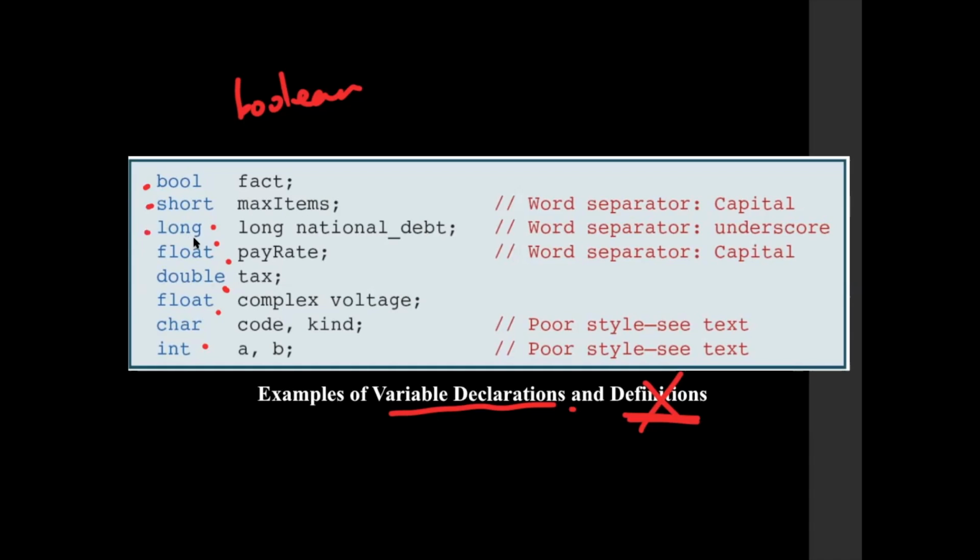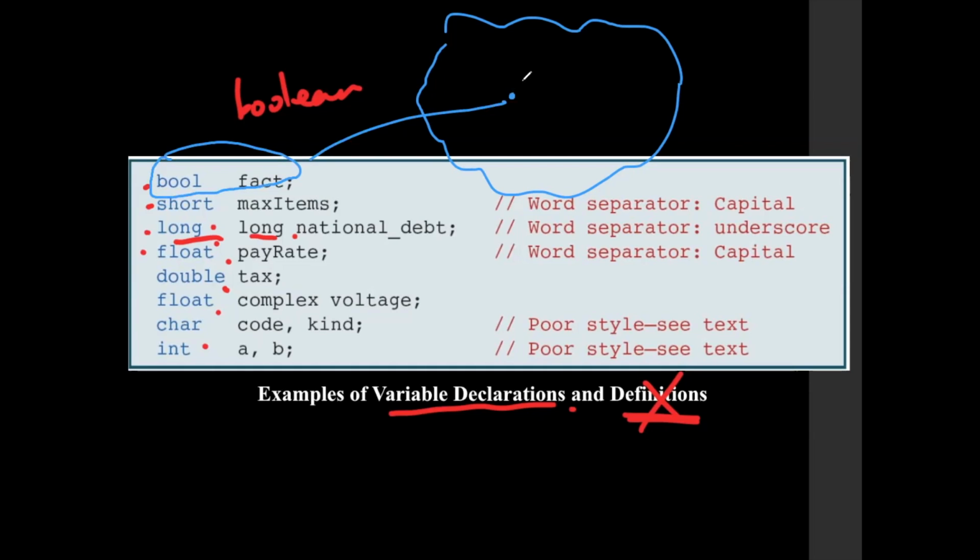You're declaring a long called national_debt. You're declaring a variable called float, pay rate, and so on and so forth, right? So this basically means that whenever you're declaring something out of this memory map, let's say this Boolean flag, this Boolean occupies this space right here, and this space is 1 byte in memory.